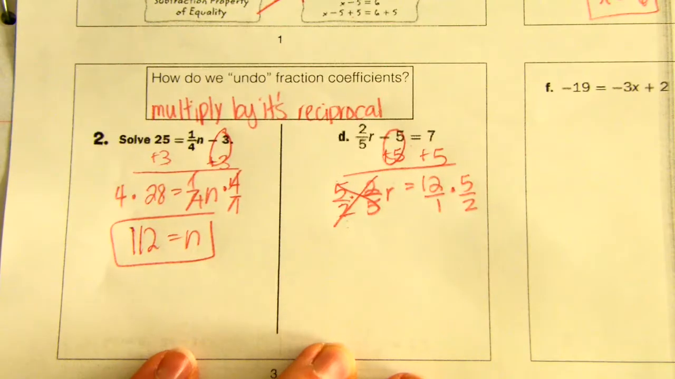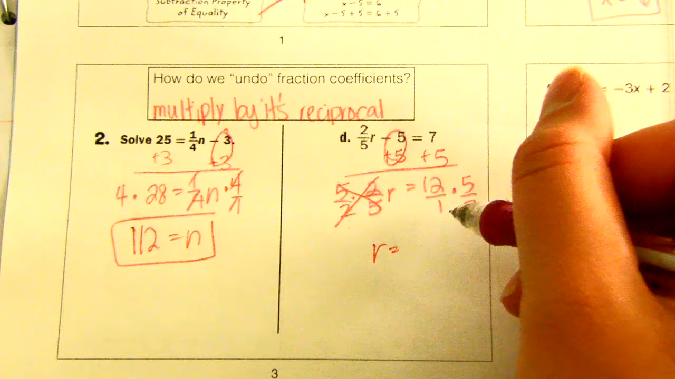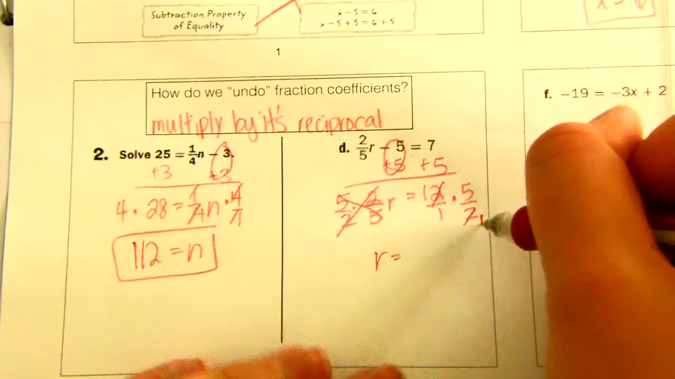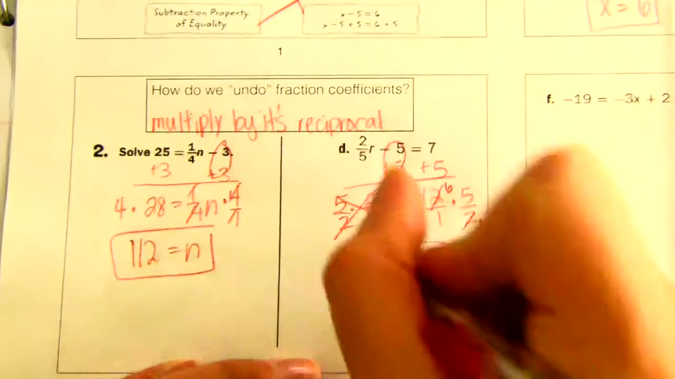You can rewrite that 12 over 1 if you need to. R is equal to, let's see, 5 and 1, nothing in common. 2 and 12 have a 6 in common. 6 times 5 is 30, over 1 times 1, which is 1. Don't need it.